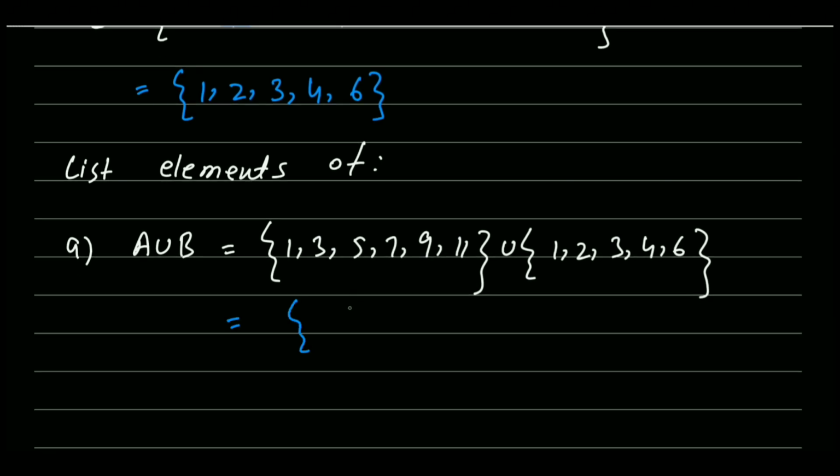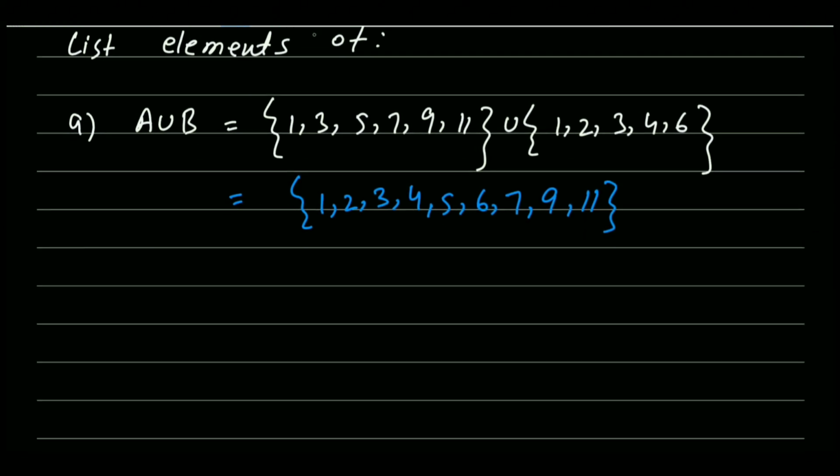So, we will combine all the elements. The smallest value from both sets is 1, then 2, then 3, then 4, then 5, then 6, 7. 8 is not in both sets. We cannot see 8 in both sets, so 8 will not be written. 10 is not here. 9. Then 11. So, A union B is 1, 2, 3, 4, 5, 6, 7, 9 and 11. So, this is how you have to find the union of two sets.